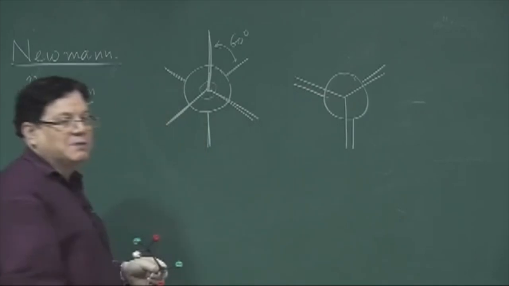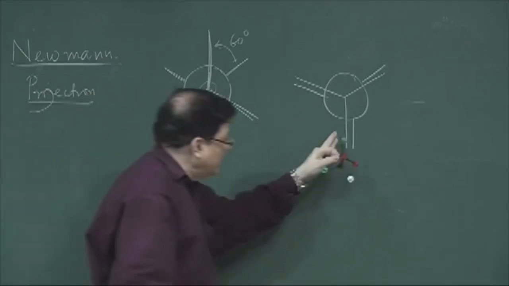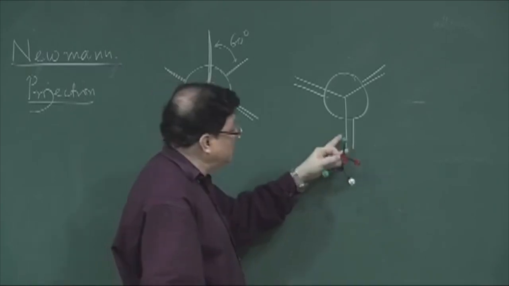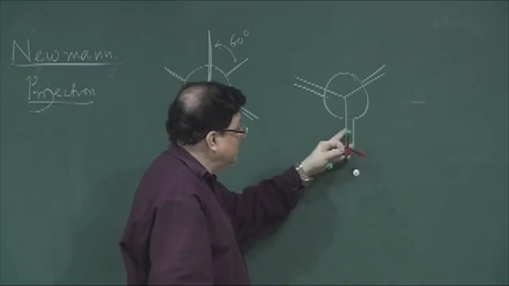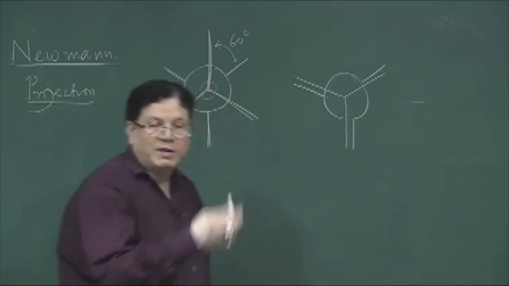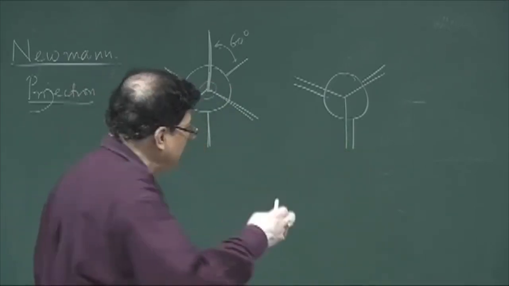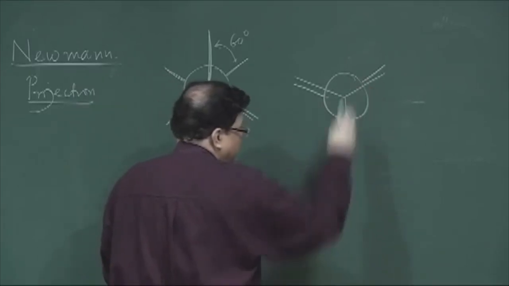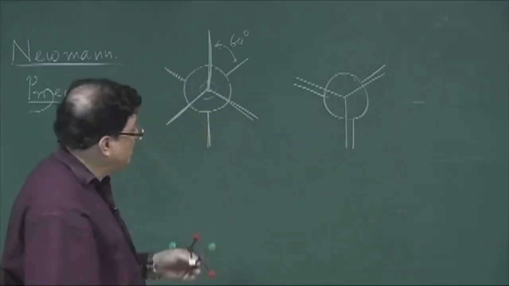This is called the eclipsed form. You have to slightly shift it, because otherwise this is perfectly blanked out by the front substituent, but in order to show it in two dimensions, we just shift the bond a little so that these are visible. Okay. So this is what is the Newman projection.